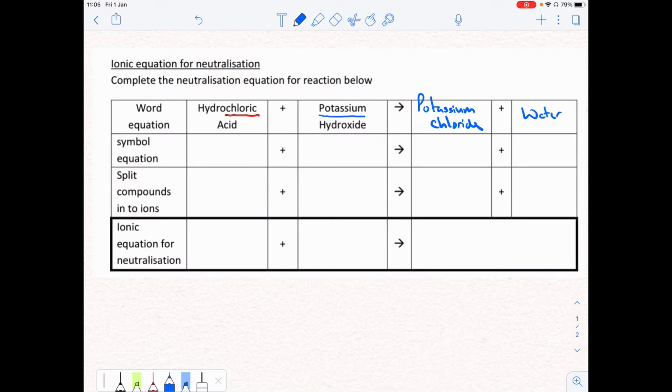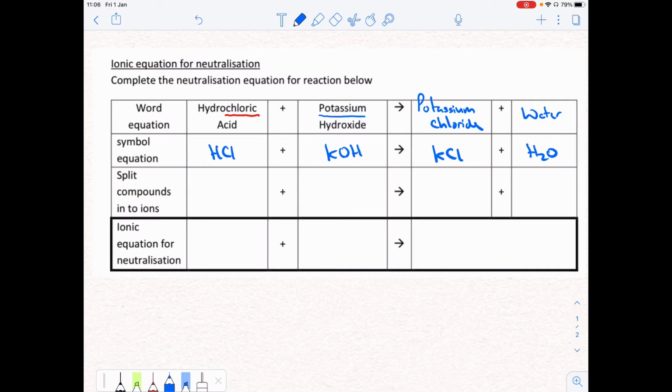If we put some formulas in now for the symbol equation, hydrochloric acid is HCl, potassium hydroxide is KOH, potassium chloride is KCl, and water is H2O. If you are unsure how I've done that, then have a watch of one of the videos that shows you how to work out chemical formulas, and that'll take you through that step. So now we've got the equation. Hopefully we can see that it's a balanced equation already, so I don't need to do anything to balance it.